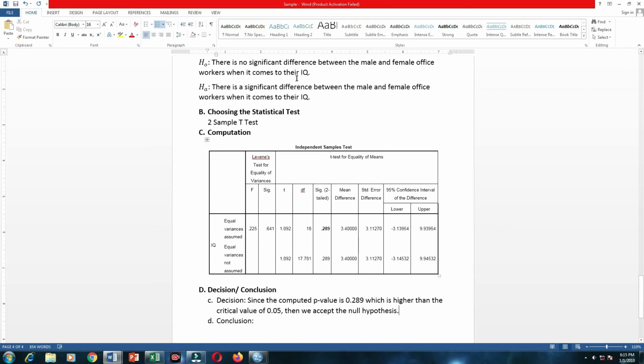So upon accepting the null hypothesis, we are going to have our conclusion already. There is no significant difference between the male and female office workers when it comes to their IQ. Meaning, when it comes to their IQ, they all have the same performance.